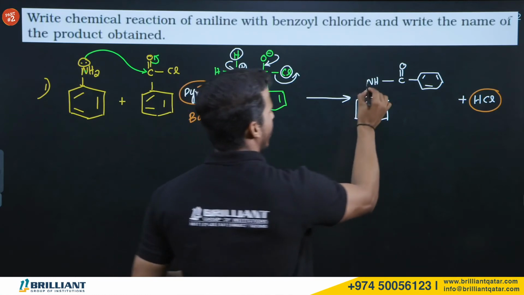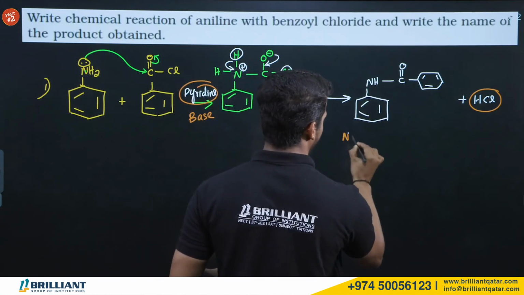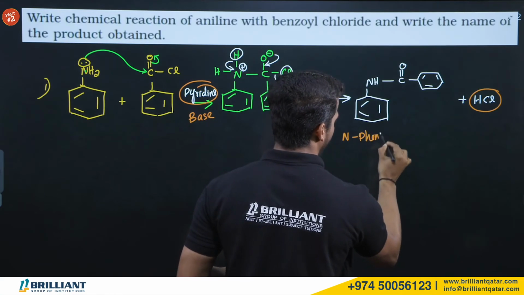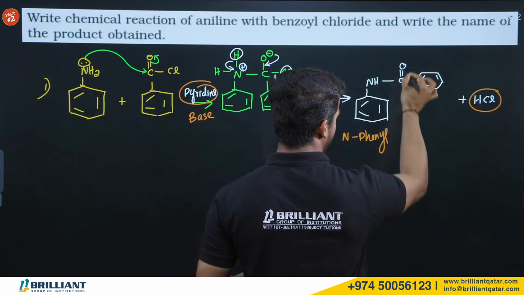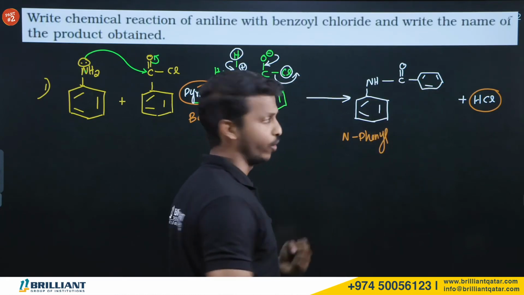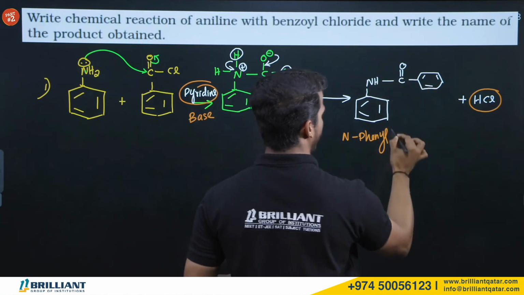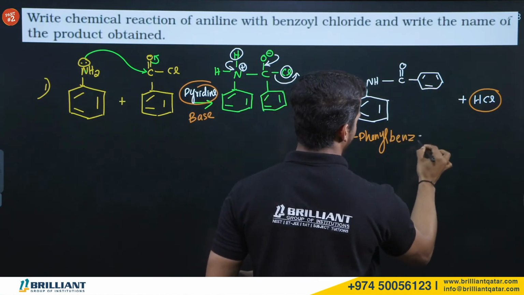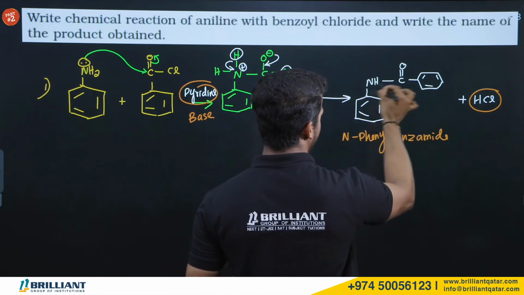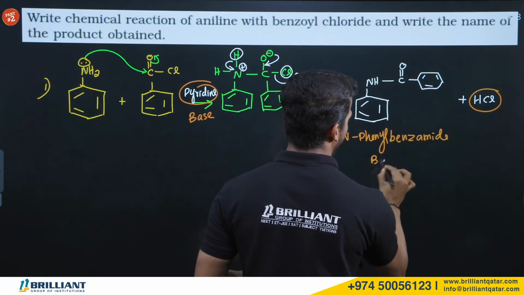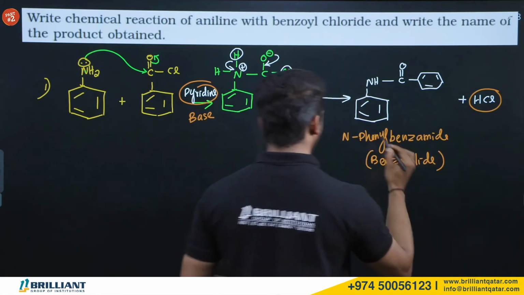Dear all, here nitrogen is connected to a phenyl ring, right? Nitrogen connected to a phenyl ring. So we can say N-phenyl. It is a benzene with a CONH group. It's an amide group, right? CONH group is called amide. Here benzene with an amide group is called benzamide. N-phenyl benzamide. It's also called benzanilide. Benzanilide. That's the name of the compound.